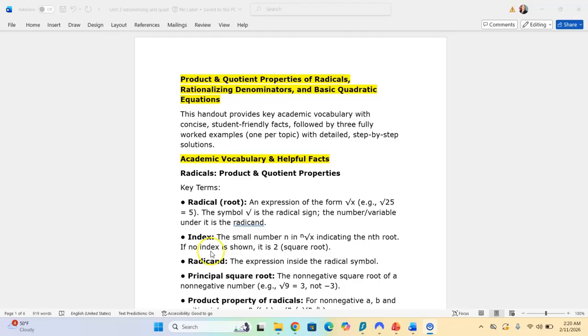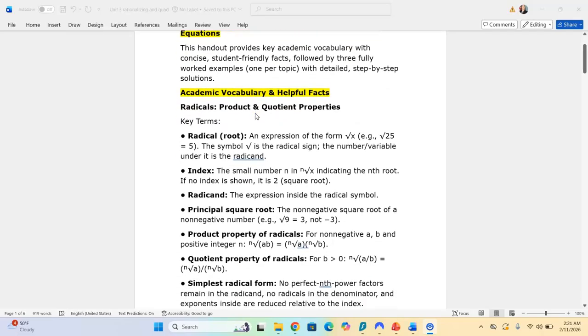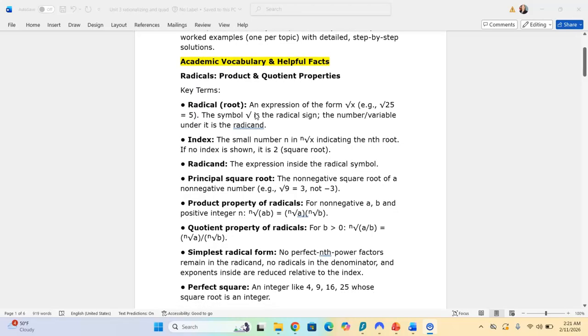And you notice here that I say that this particular handout that I'm going to review with you today provides some key academic vocabulary, and they're basically student-friendly facts, because I want to make sure that you have very detailed work examples and language that you can understand. So I hope that you find this helpful. As always, we start with our academic vocabulary, and a lot of what you're going to see in the work this week is products and quotients, dealing with radicals, and even some quadratic equation type things. And so I'm going to orient you to that.